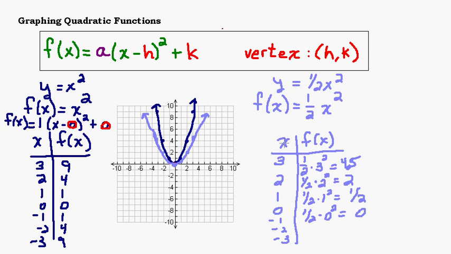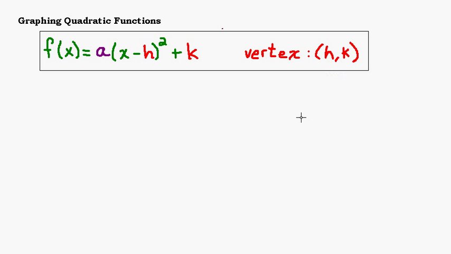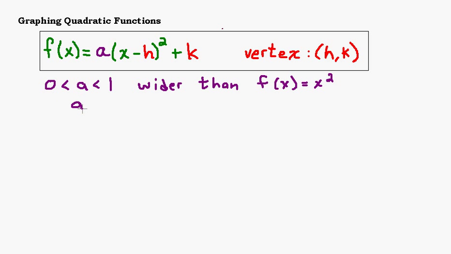Okay, so that's right here, this a value. Let's write down what we discovered there. If your a value is between 0 and 1, like 1/2, 1/3, 1/10, then you're going to get a parabola that is wider than your standard f of x equals x squared parabola. If your a value is bigger than 1, like 2, 3, 20 that we just looked at, you're going to get a parabola that is narrower than f of x equals x squared, your basic standard parabola.